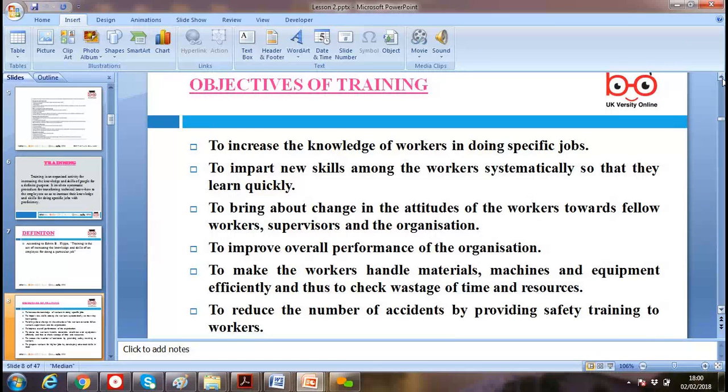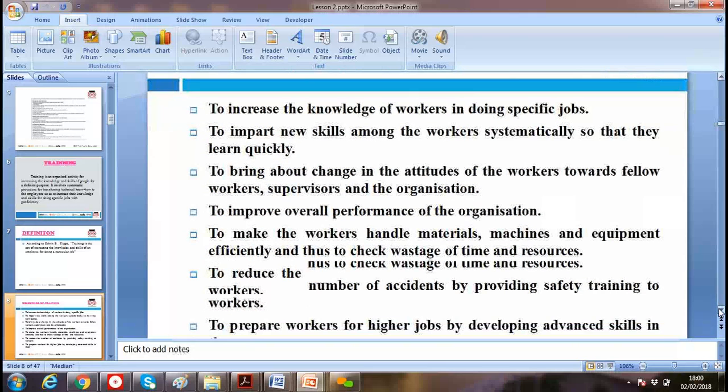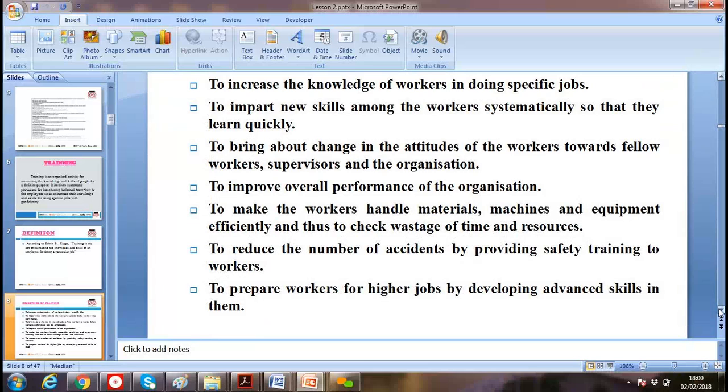Okay, to increase the knowledge of the workers doing the job. Training helps to impart new skills among the workers systematically. They can learn quickly. It brings about a change in the attitudes of the worker toward fellow workers and supervisors, to improve the overall performance of the organization. To make workers handle material, machines, and equipment efficiently, to check the wastage of time and resources. To reduce the number of accidents by providing safety training, and prepare workers for higher jobs by developing advanced skills. So that's all, the purposes or objectives of training.